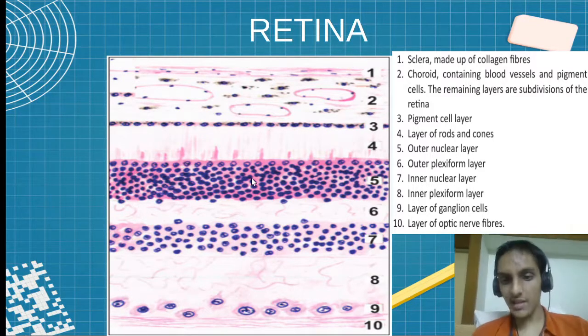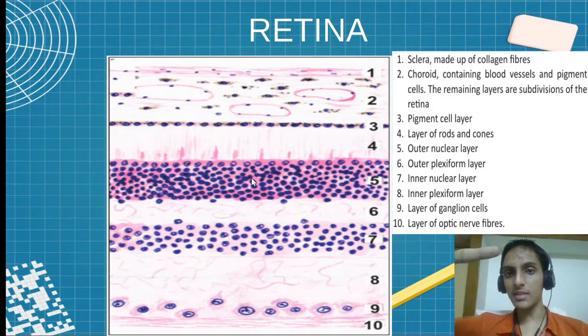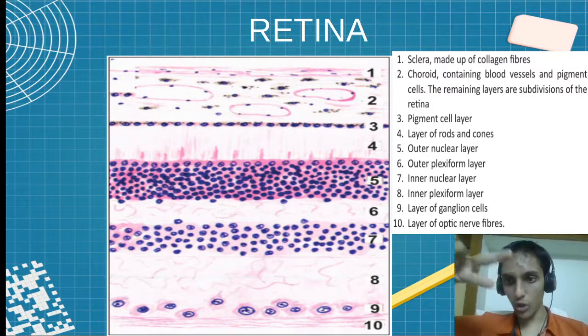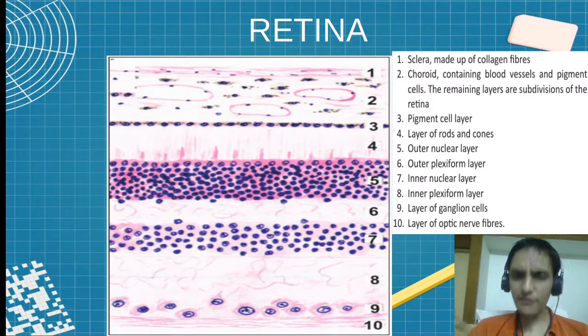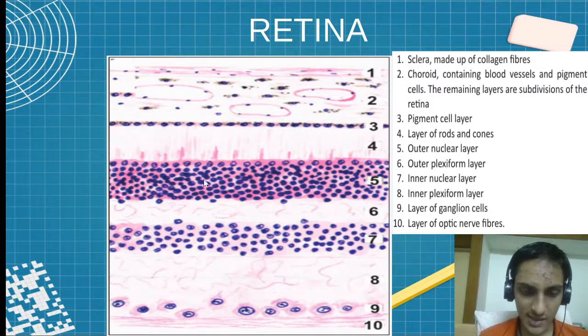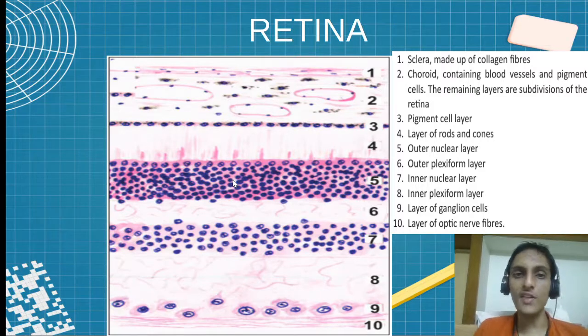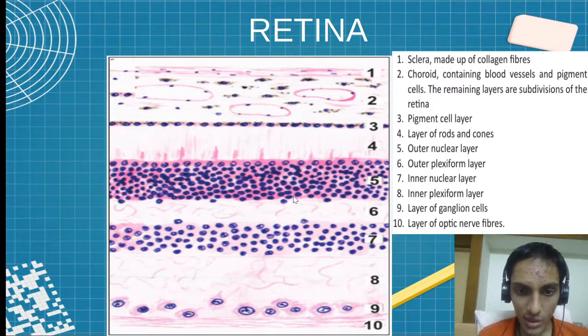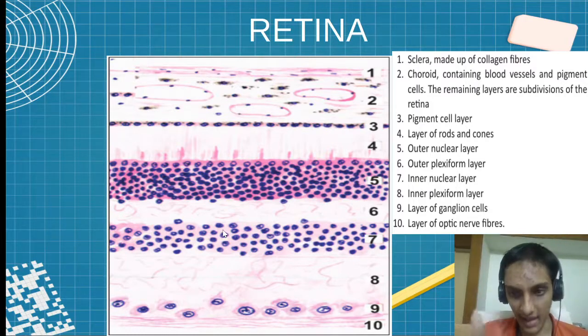Just like I told you, second and fourth in the cerebral cortex, those are the granular layers. Same way like that, here we are seeing fifth and seventh layer. These are the nuclear layers. So this is the outer. Remember, outer always has more cells compared to inner. So this is outer and this is the inner nuclear layer.